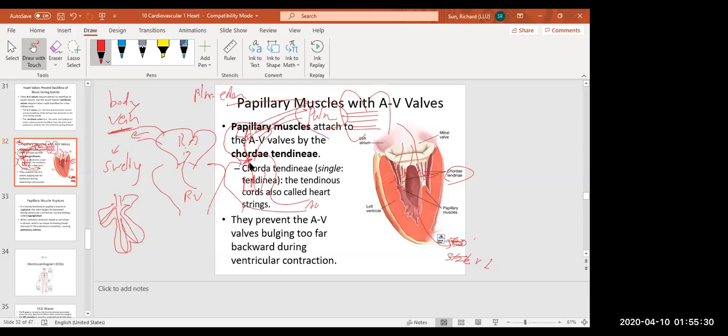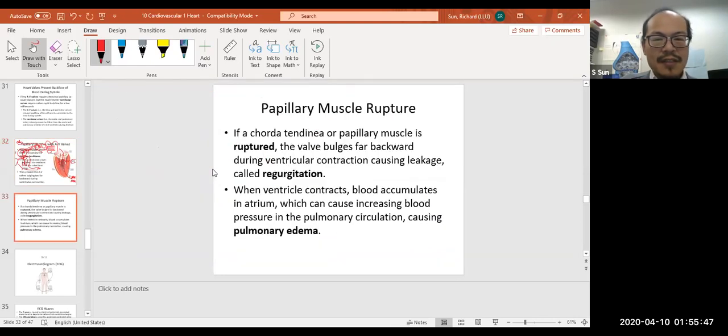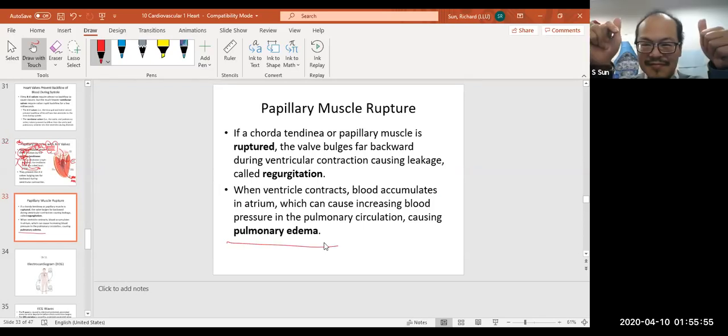So that is the valve problem that can cause body edema, body swelling, or pulmonary edema, depending on whether it's right side or left side. So that's this one here, regurgitation. It may cause pulmonary edema. That is it. Good? Okay.